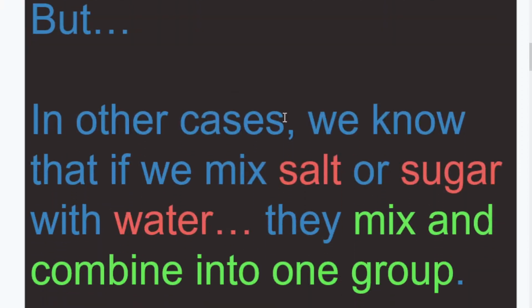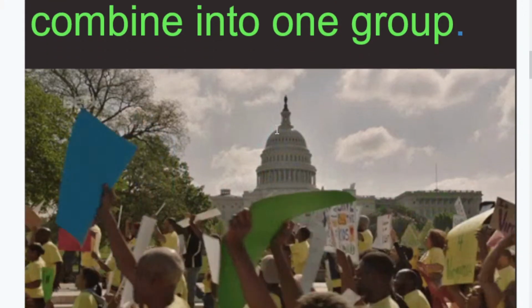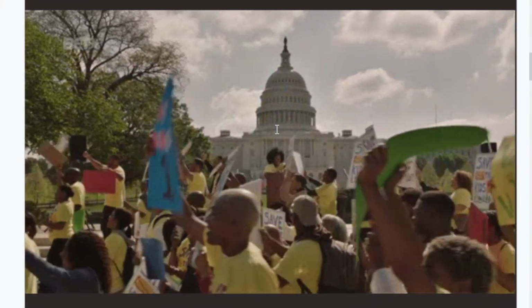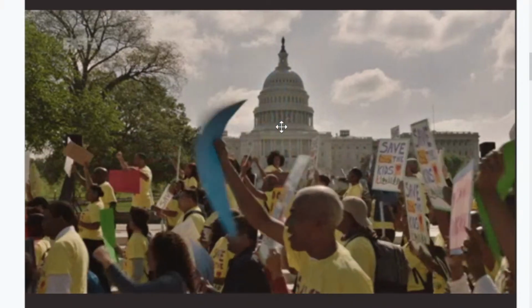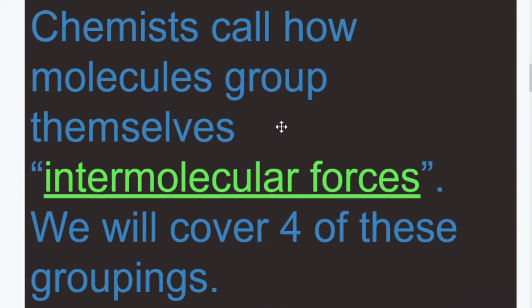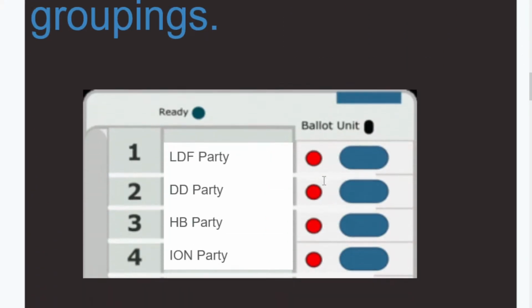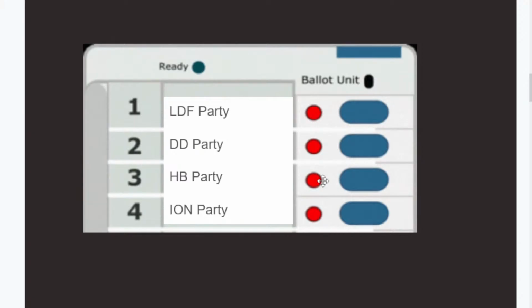But you probably have also mixed salt and sugar into water and saw that it doesn't separate. You don't see the salt or the sugar on top of the water. No, it dissolves into it. So why does it do that? Why are salt and sugar more like a group of different people coming together? What is doing this? The big chemistry word here is intermolecular forces, and we're going to cover 4 of these groupings. It's like voting for a party: which one do I want to choose? Which of these parties best explains why molecules do choose to combine, or why they don't?